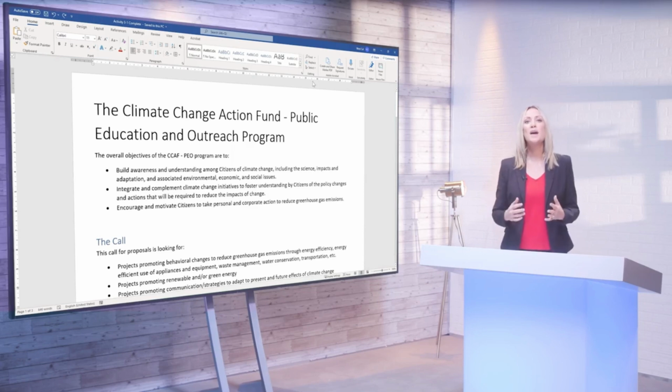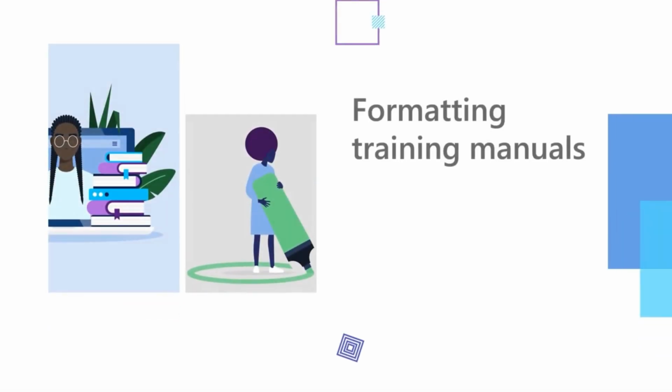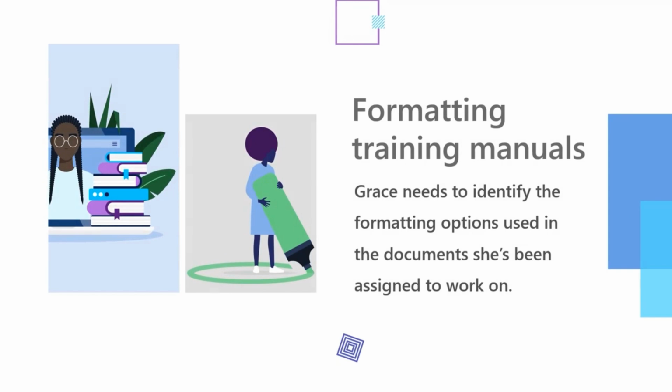Microsoft Word has a wide range of tools for applying formatting to text in a document. But what if you need to clear or even change formatting? How do you manage multiple formats in one document? Grace is creating a series of training manuals for a client. She needs to make sure that her manuals replicate the formatting options used in the client's sample documents. However, she's not sure what formatting options these documents use.